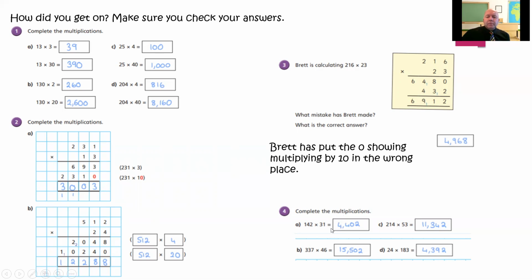And finally, 4 questions here. I would expect in your notes to see the full workings out. Nobody can do these questions in their head. Okay, so make sure you're setting them out. Let me have a look at your working. But there are your answers. 4A is 4,402. B, 15,502. C is 11,342. And D is 4,392.